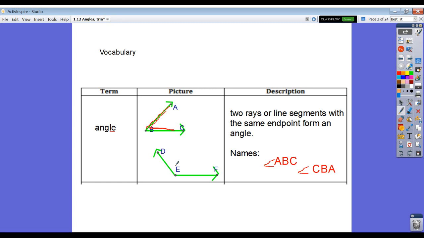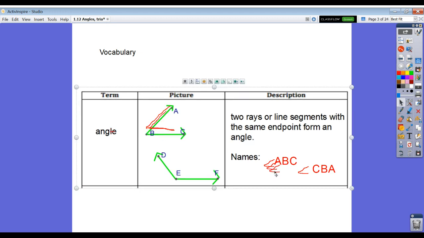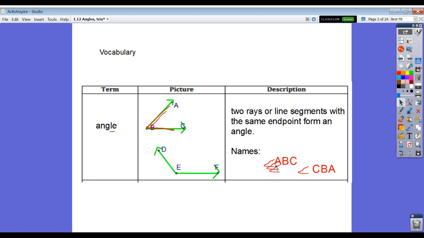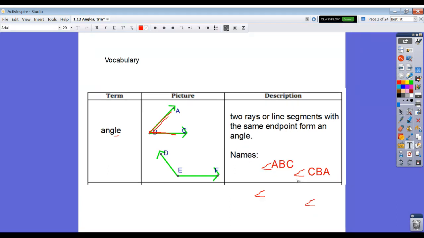So let's go ahead and try naming this guy. I want you to go down and write the 2 names you think for this angle on your notes. Go ahead and write down the 2 names you think for the angle pictured right here. Go ahead and write them. And let me get a volunteer who has those 2 names. What are the possibilities? Bridget.